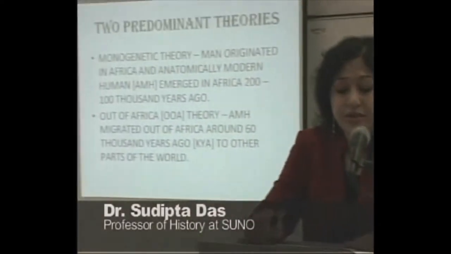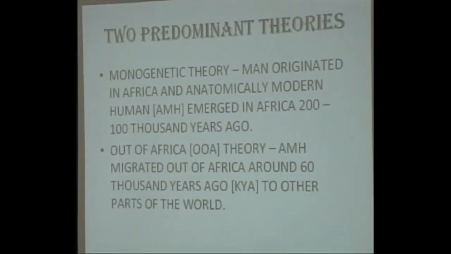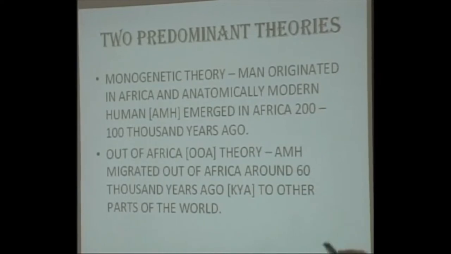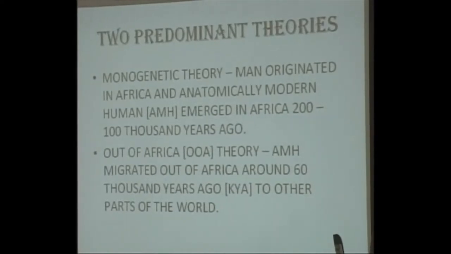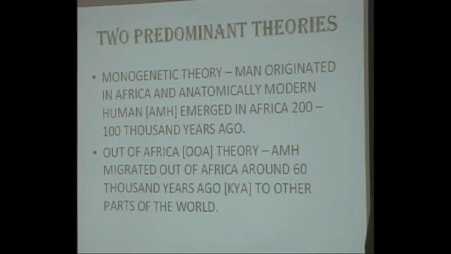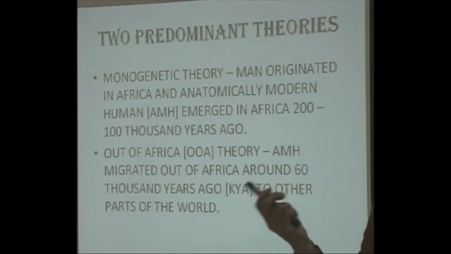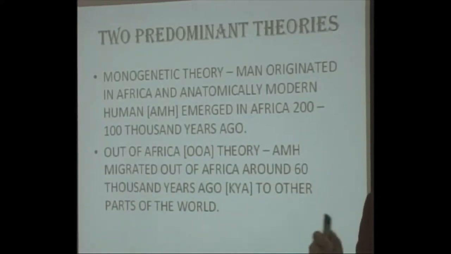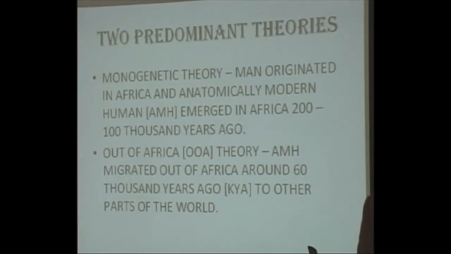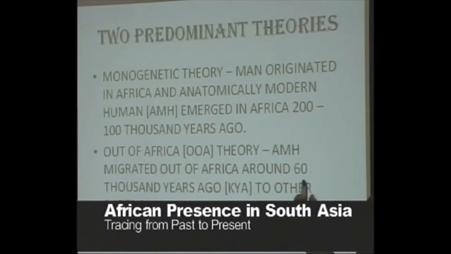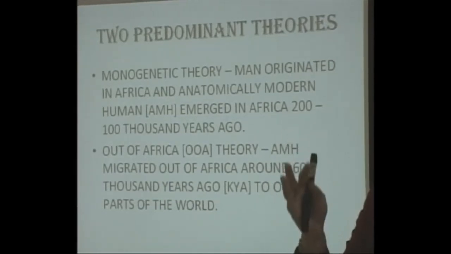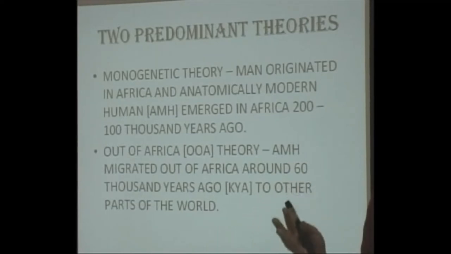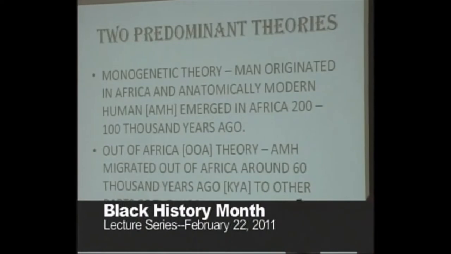Now, here I'm going to the content. There are two predominant theories. The first is the monogenetic theory, supported by scientific studies of DNA, which underscores that man originated in Africa, and that anatomically modern humans also originated in Africa between 200 to 100,000 years ago. The second important theory is the out of Africa theory, which posits that the AMH, the anatomically modern human, grouped under Negrito and Australoid peoples, left Africa around 60,000 years ago, migrating to other parts of the world. So they went everywhere. They went to Europe, they went to Asia, they were everywhere. The anatomically modern humans originating from Africa.